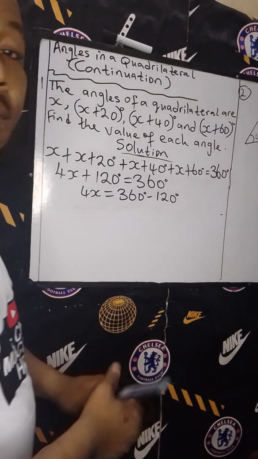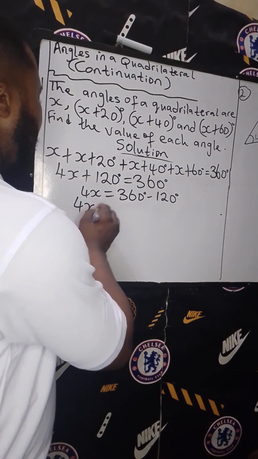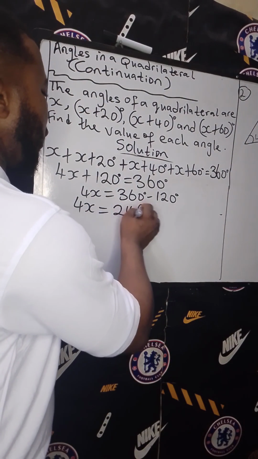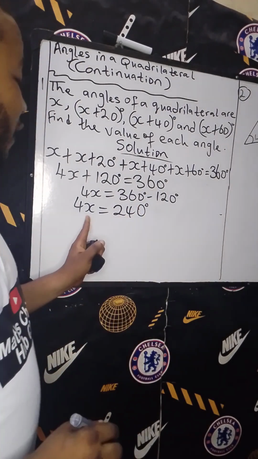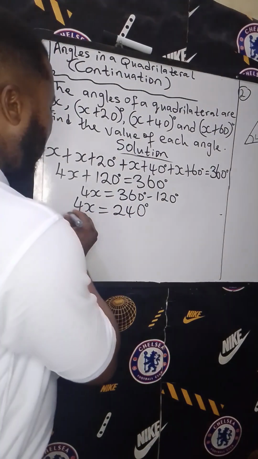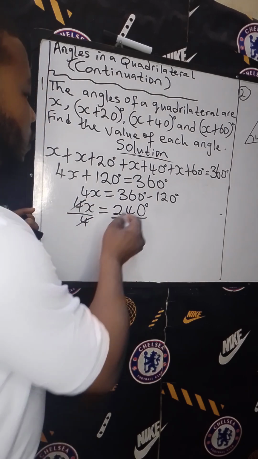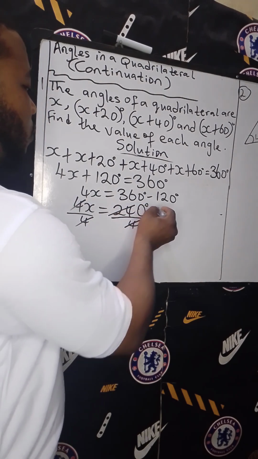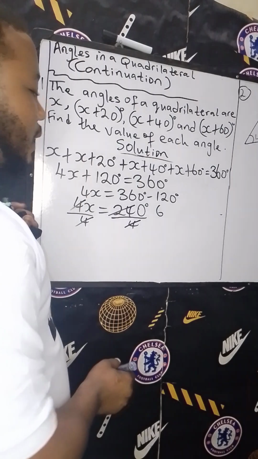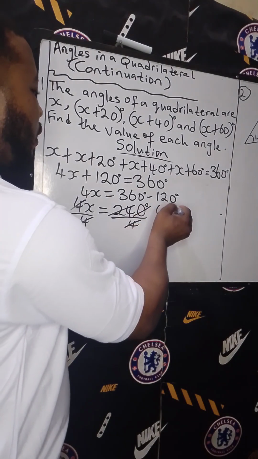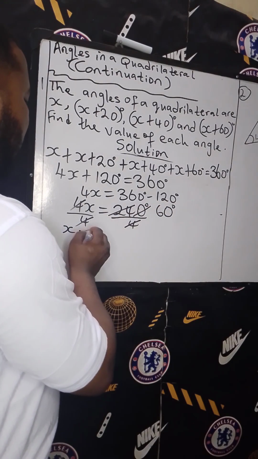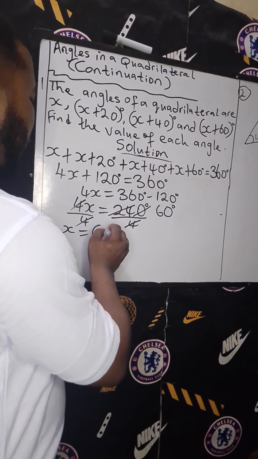So in that case, we now have 4x is equal to 240 degrees. To find the value of x, we divide both sides by 4. Now, 24 divided by 4 gives us 6, then 0 gives us 0. So in that case, the value of x is equal to 60 degrees.